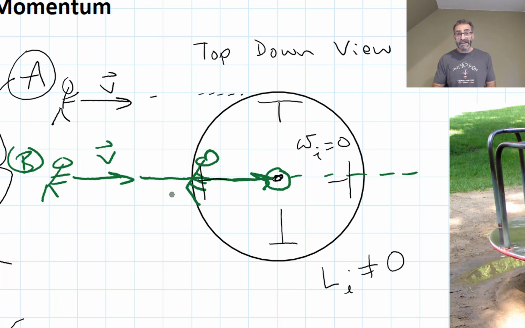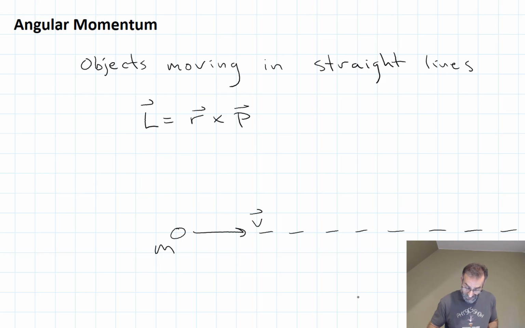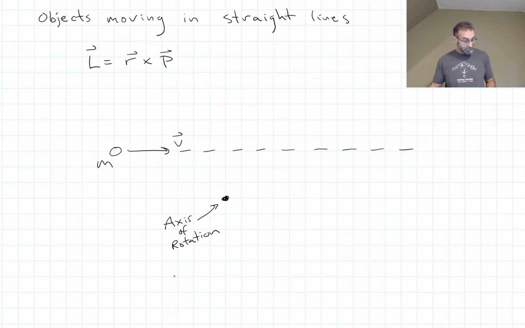So let's take a closer look at our formula for angular momentum. We said earlier that angular momentum is equal to r cross p, where p is the linear momentum of our object. So let's take a closer look at that. This is the formula we use when we have an object moving in a straight line. So if I have an object here, mass m, moving with speed v, and I have an axis of rotation right here, this is my axis of rotation. Let's think about each one of these things. R is the vector that points from the axis of rotation to the location of my object. P is the momentum vector that points in the direction of the velocity.